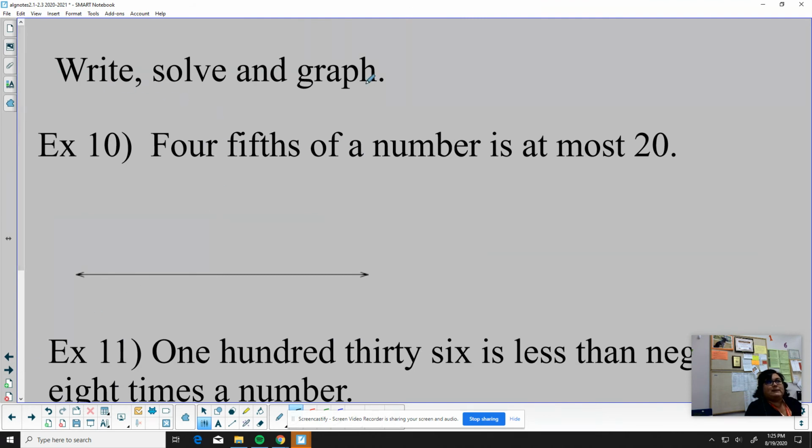Okay, so I've got write, solve, and graph. We're just going to write and solve. We're not going to graph. So 4/5 of a number is at most 20. So 4/5 of a number, just x, is at most, is less than or equal to, 20. And again, you could use your graphic organizer here. So there's the inequality, and now I'm going to solve it.